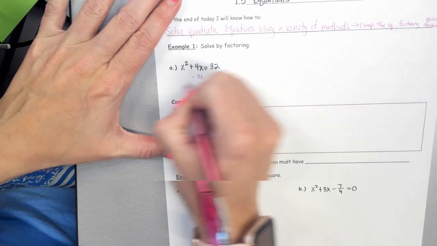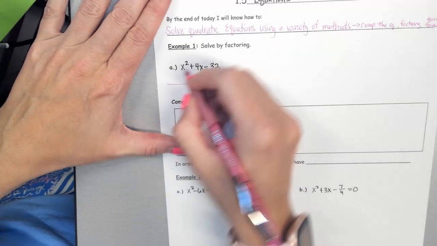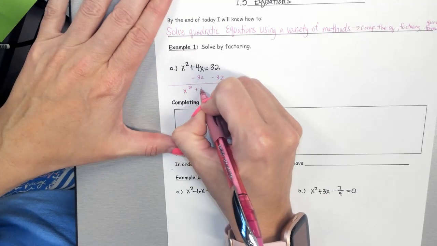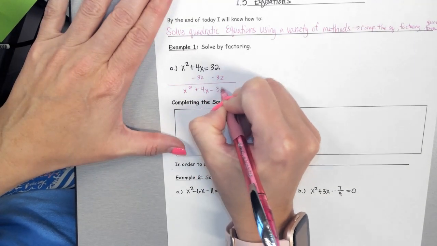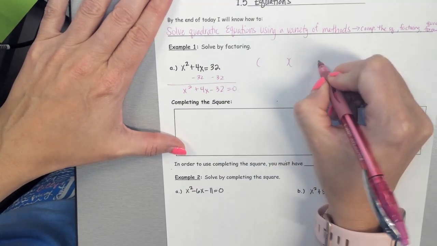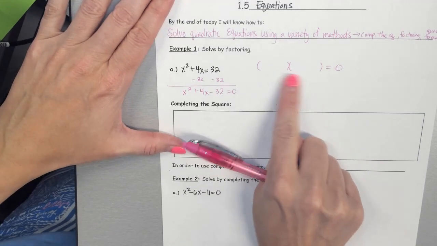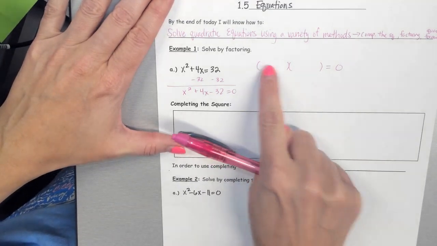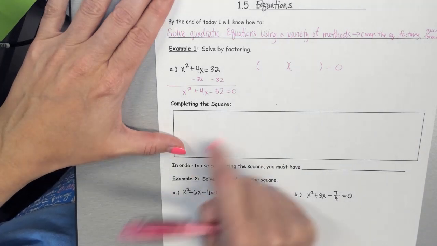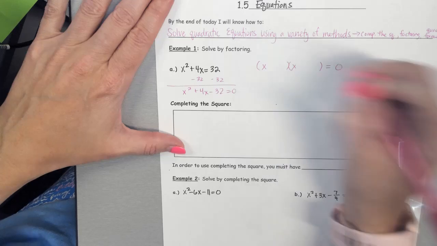So the first step is to get everything on one side so that you have this value equal to 0. Once you have something equal to 0, if you rewrite it as a product, that means one of these has to be 0 because anything times 0 is 0. Okay, so we're going to start with x and x.